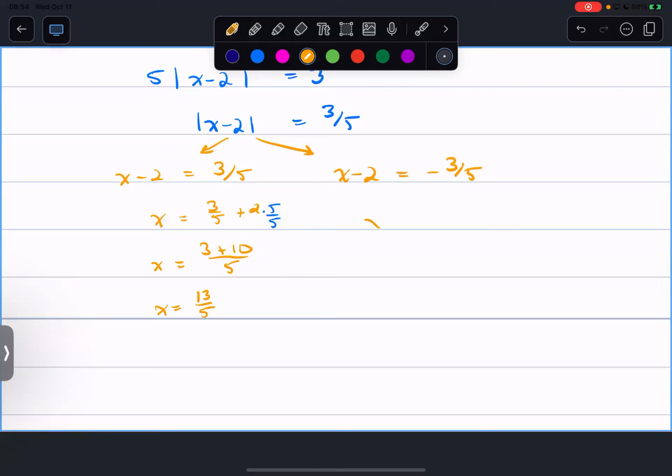Same thing on the other side. I get x is negative 3 over 5 plus 2. And I'm going to multiply by 5 over 5. And I get negative 3 plus, I'll write it out, negative 3 plus 10 is 7 over 5. Okay. We can check it.